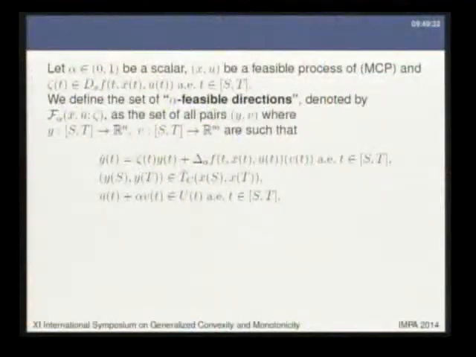Y of s, y of t belongs to the tangent cone to C at this point, and this variation on the reference control U star should belong to the set U of t. So this is the set of alpha feasible directions.